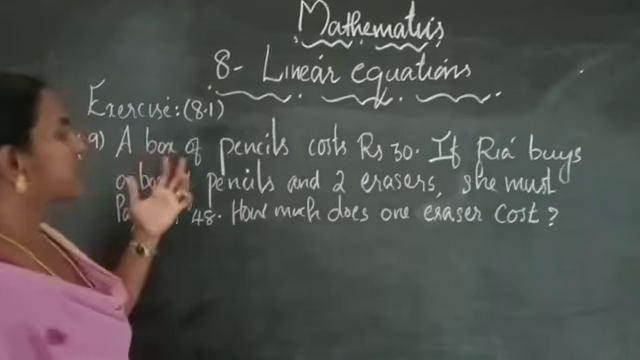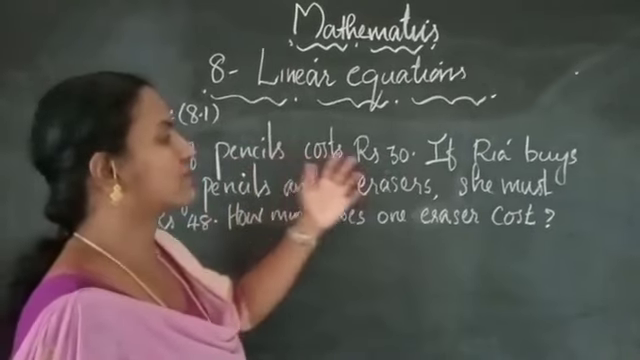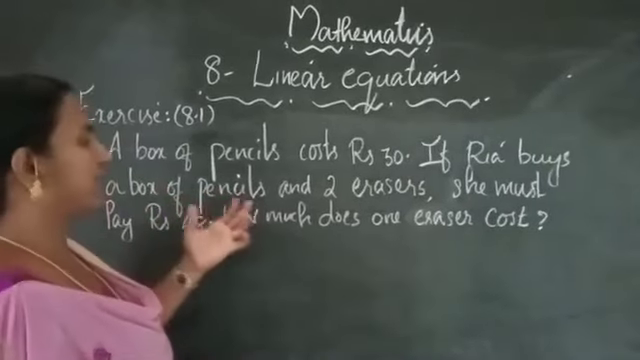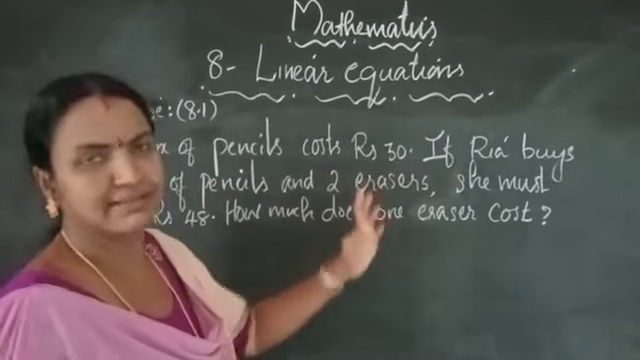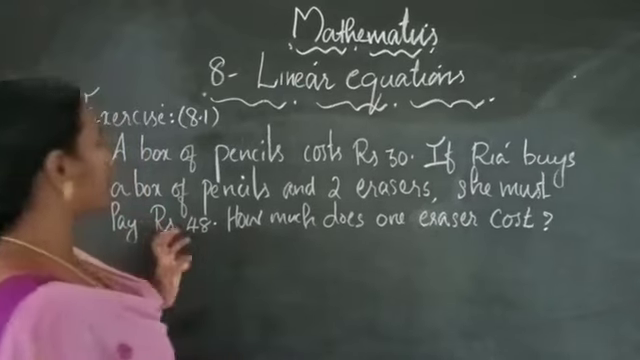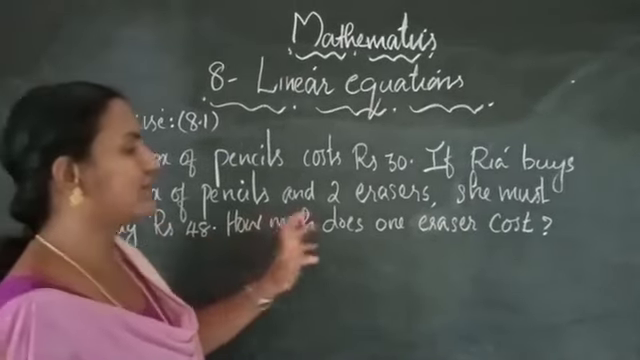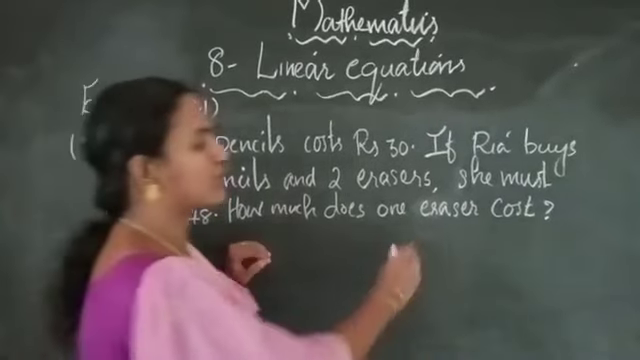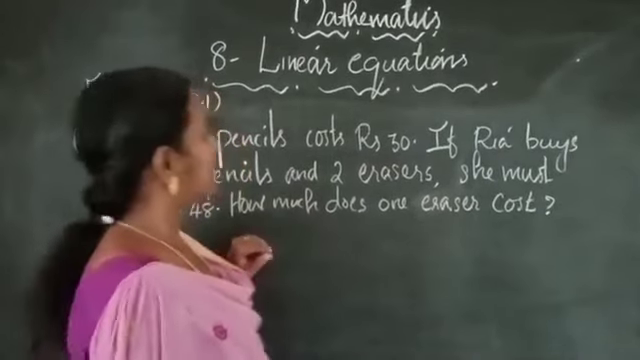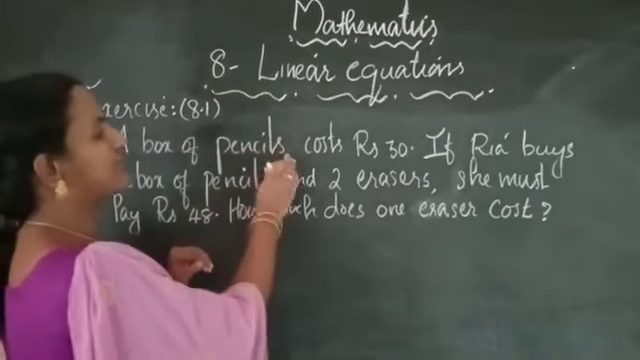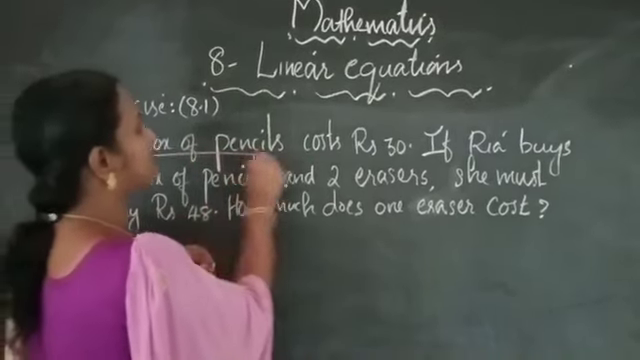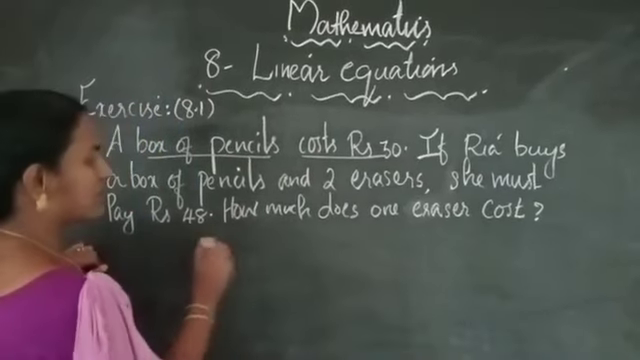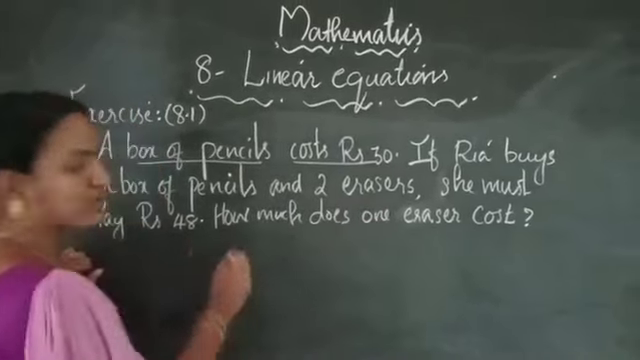Question number 9. A box of pencils costs rupees 30. If Riya buys a box of pencils and 2 erasers, she must pay rupees 48. How much does one eraser cost? So we have to find the cost of one eraser. What is given? A box of pencils costs rupees 30. So we have to find one eraser cost.